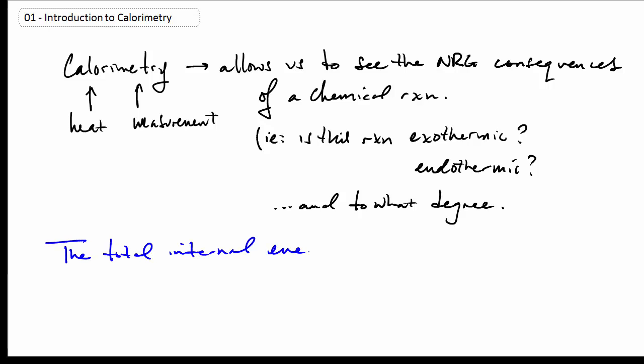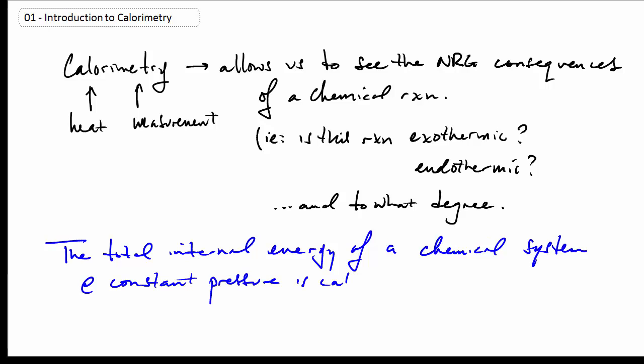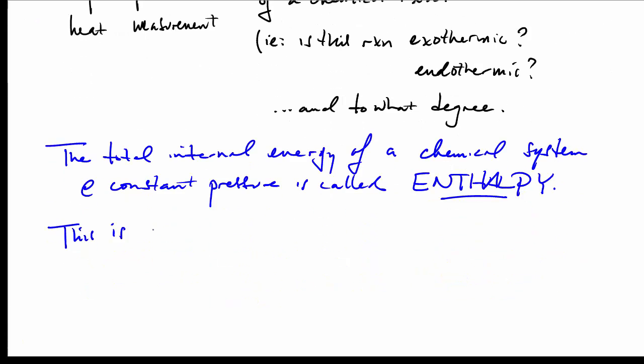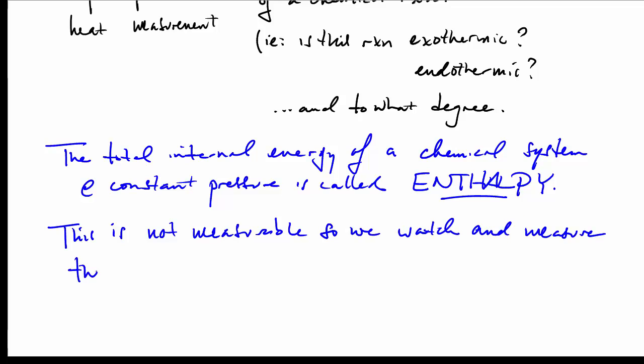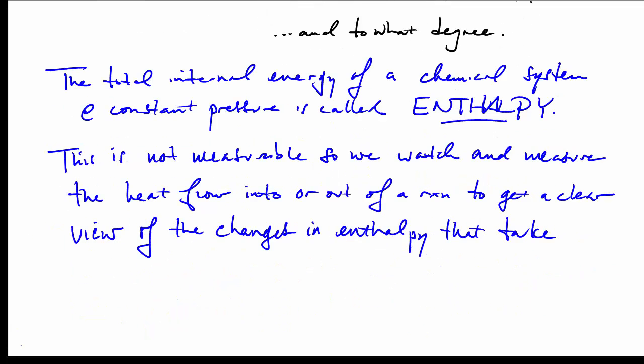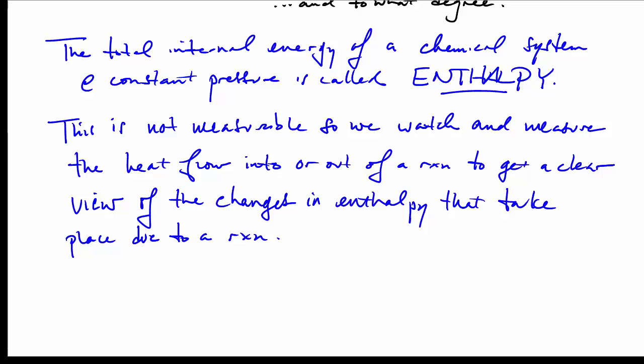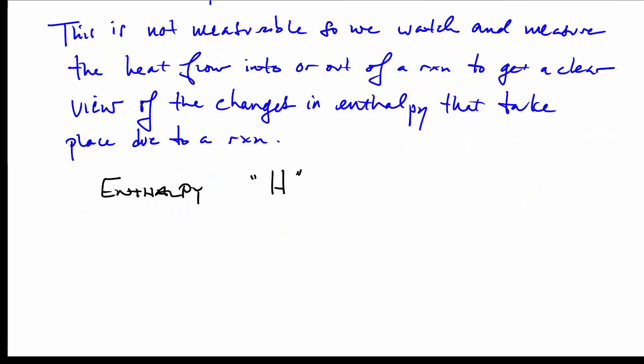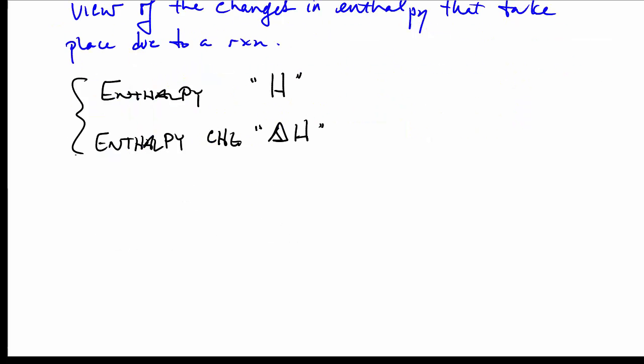The total internal energy of a chemical system at constant pressure we call enthalpy. It's an important idea and a big word for us in this course. Of course, we can't measure enthalpy directly. How could we know the total internal energy of a system? So what we do is we watch and measure the heat flow into and out of the system, and that way we can get a handle on the changes of the enthalpy that take place due to a chemical reaction. So notice that the enthalpy we denote as a capital H, and the enthalpy change we call delta H.